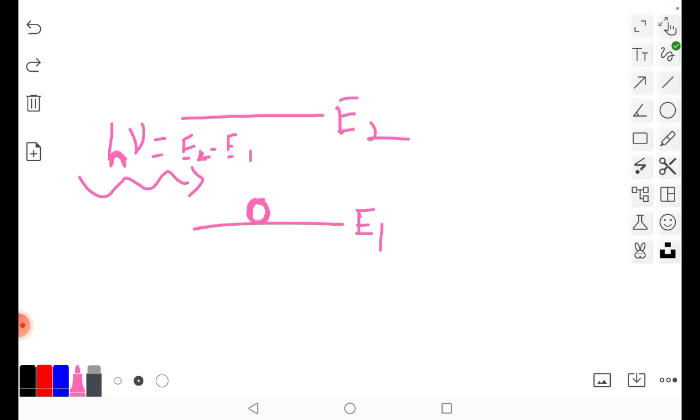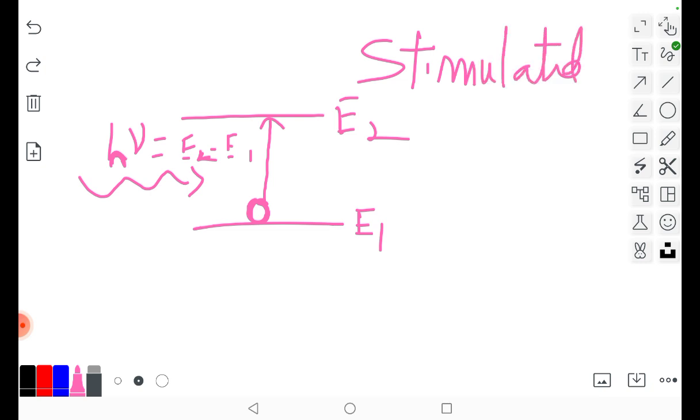So whenever a photon of energy h nu, a photon being a packet of light, is made to fall on the atomic system, it just elevates to the higher energy state. So what is happening? We are making this process happen, right? We are just stimulating it. So this kind of phenomenon is called stimulated absorption. So we are stimulating this process.